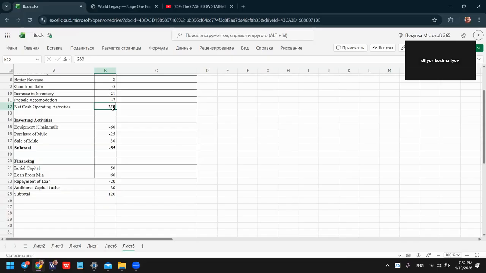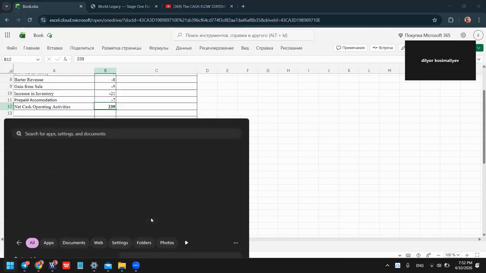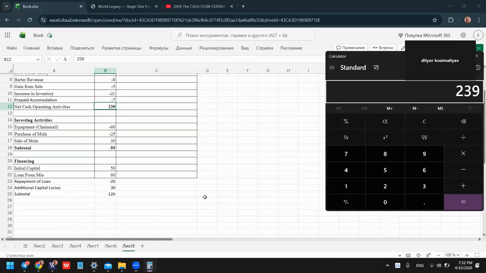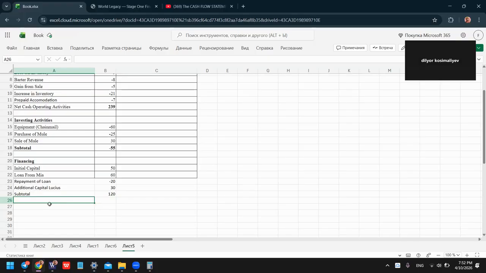So let's see. We add to this one this. Where is my calculator? 239 minus 55 plus 120. So this is the balance that we get. So this is pretty much it.